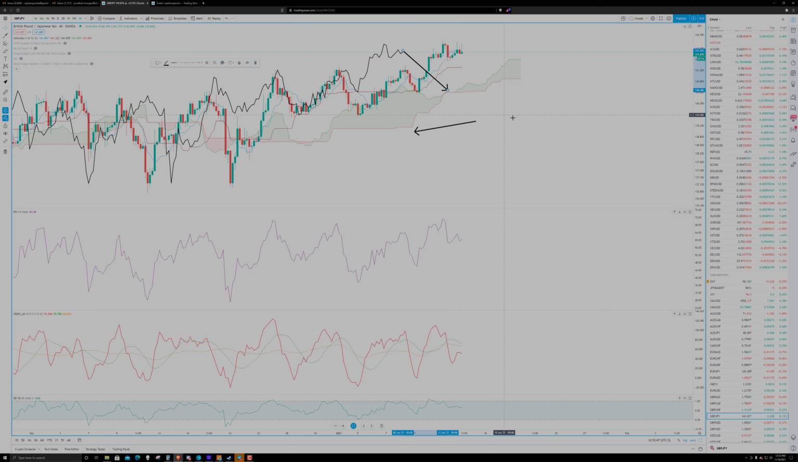It's easier to move short than it is to move long here. So just be very careful. Really, across all these forex markets right now, just be very, very wary as things are progressing and they are forming up.